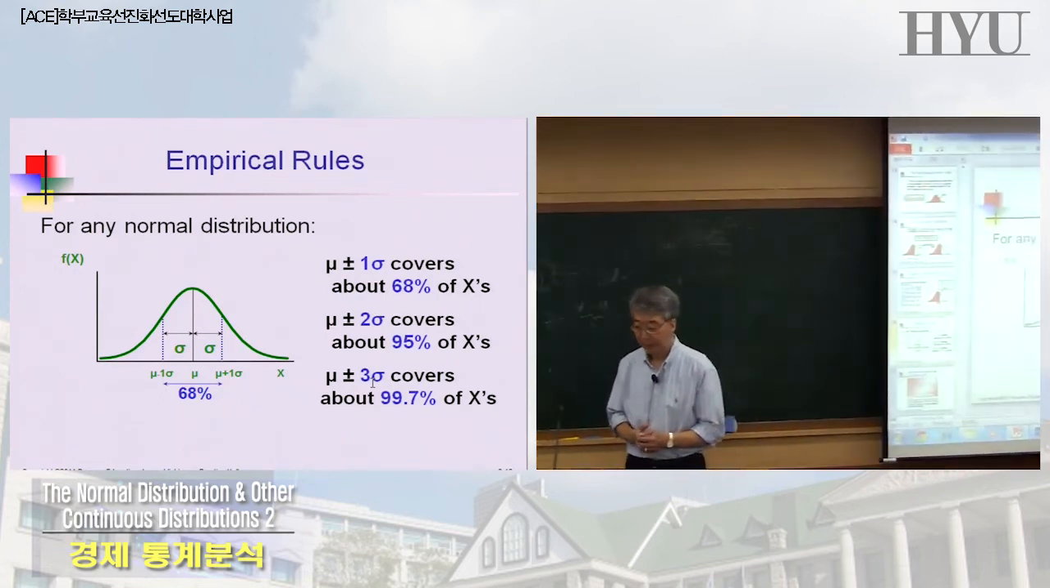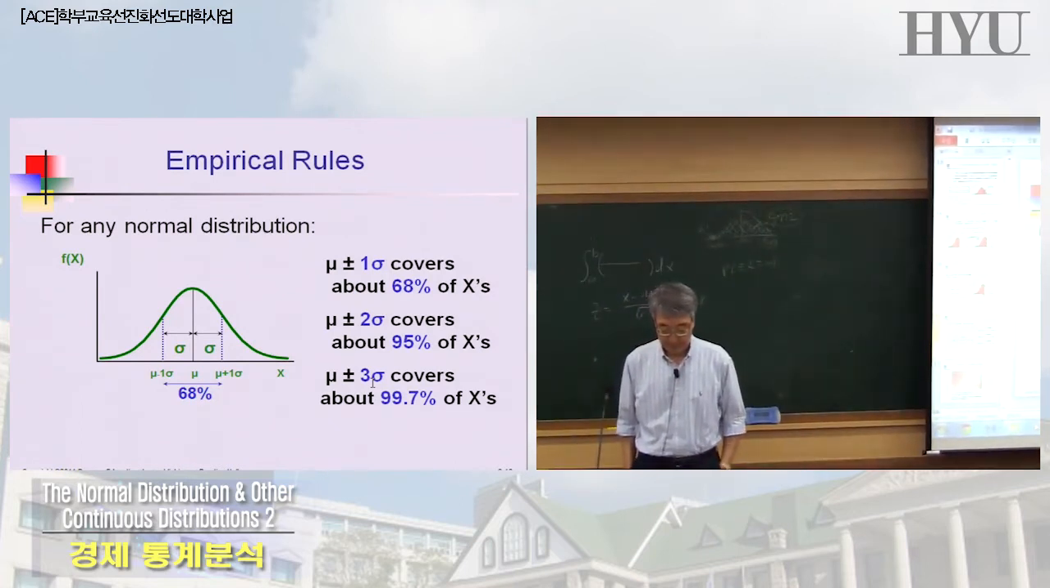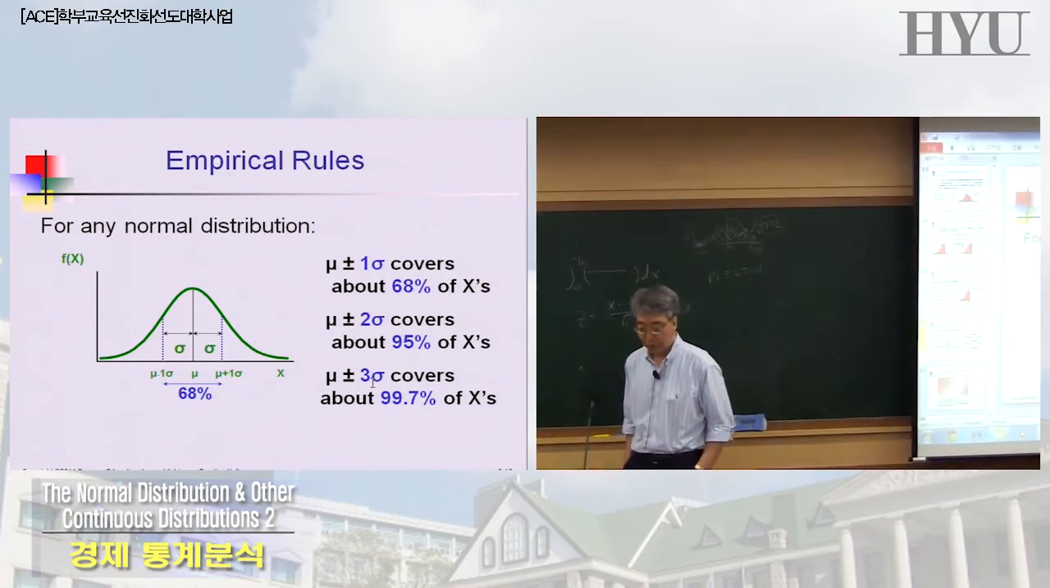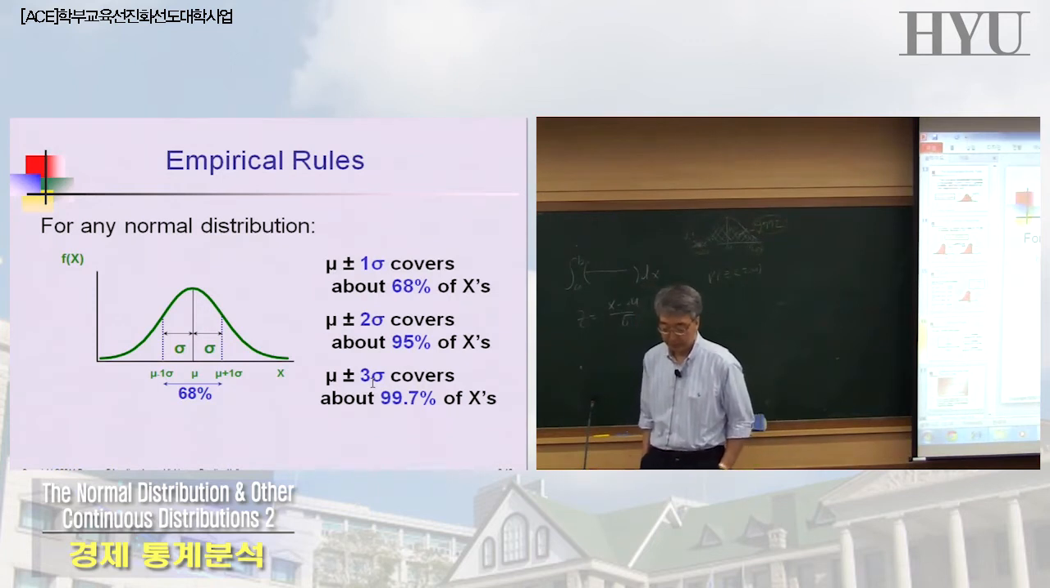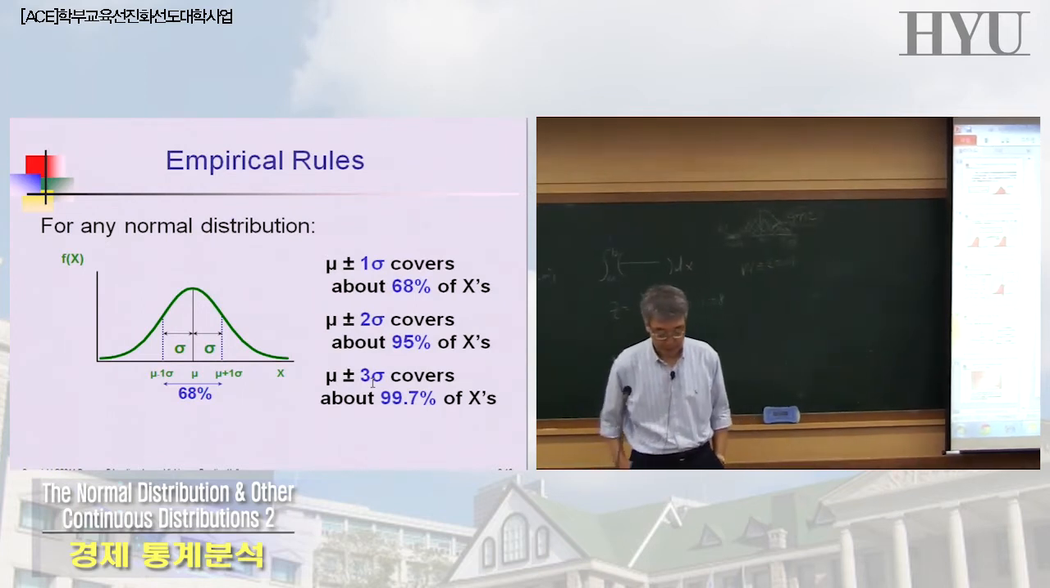All right? And again, we will have some more exercise later. All right, the empirical rule is a very interesting, very popular, and very frequently used concept. It's just a characteristic of the normal distribution, okay?